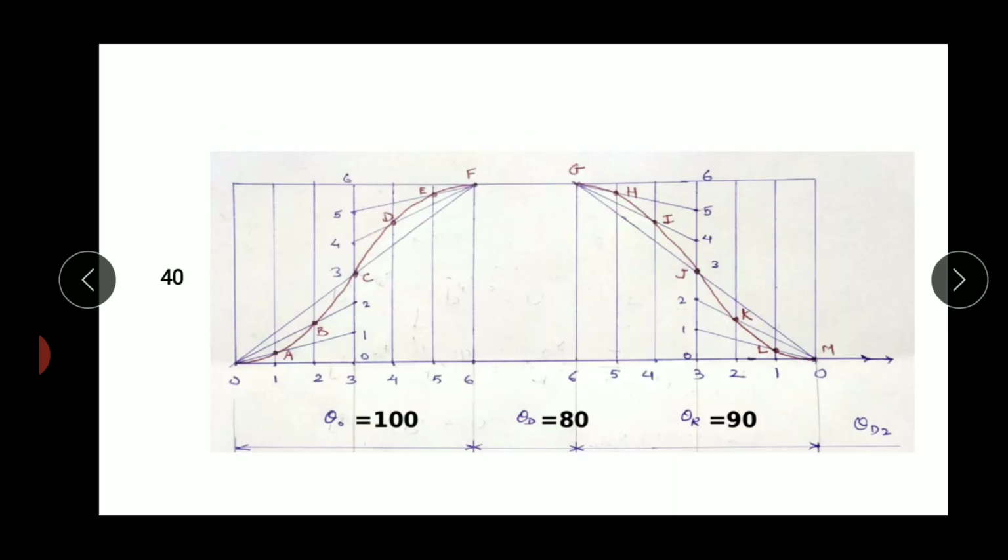The displacement of the follower, as we had seen in our earlier lecture on how to plot the displacement diagram of the follower moving with uniform acceleration and retardation motion: during 100 degrees of cam rotation, the displacement of the follower is 40 mm. Next 80 degrees is dwell, and next 90 degrees is return stroke. So this is the displacement of the follower during outstroke, dwell, and return stroke. The remaining part is dwell, so that need not be shown here. That's how we plot the displacement graph.